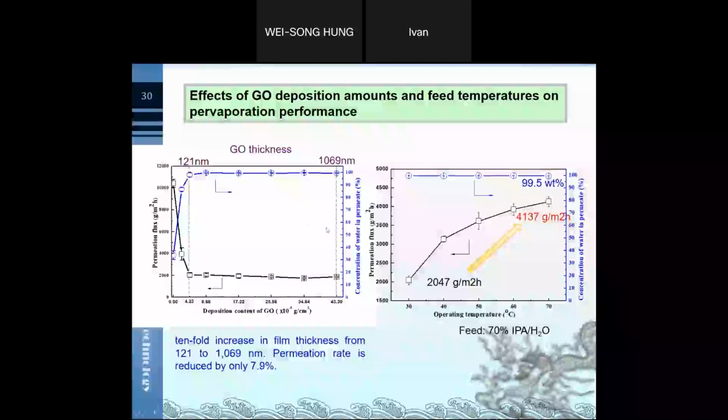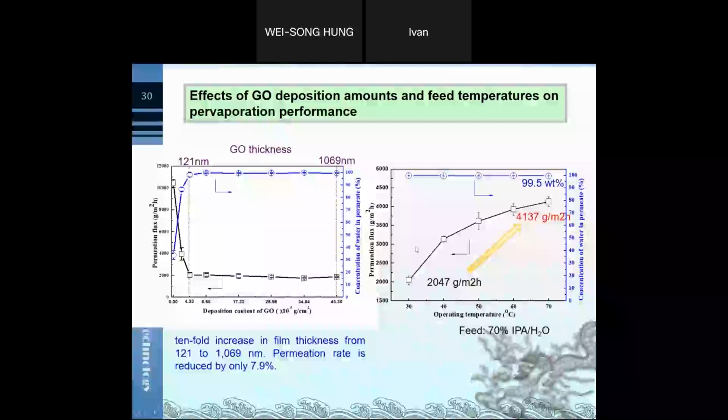It's really interesting because when the thickness increases, generally the resistance will increase. But here, based on the graphene property, the permeation rate and the resistance only reduce 8% in this type of membrane. And at a high temperature, when we increase the temperature from 30 to 70 degrees Celsius, we can also maintain the water permeation at 99%, and the flux increases from 2,000 to 4,000.